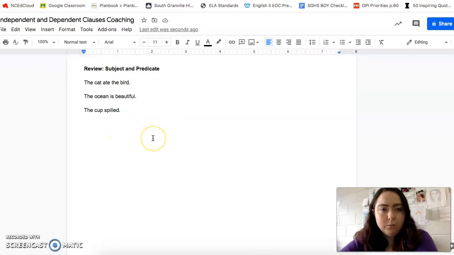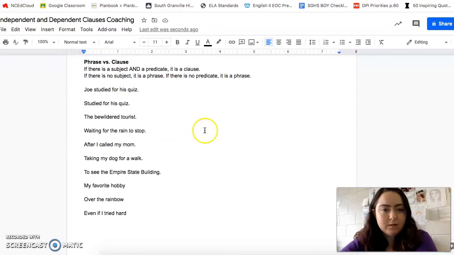Why is this relevant? Well, the biggest issue that students have when it comes to this subject is telling the difference between a phrase and a clause. In order to be a clause, something has to have both a subject and a predicate. If it's missing either the subject or the predicate, or both, it's a phrase. So let's look at this. Joe studied for his quiz. Is someone doing or being something here? Yes, Joe is. Joe's a subject. What is Joe doing? He's studying. We have a subject, we have a predicate. This is a clause.